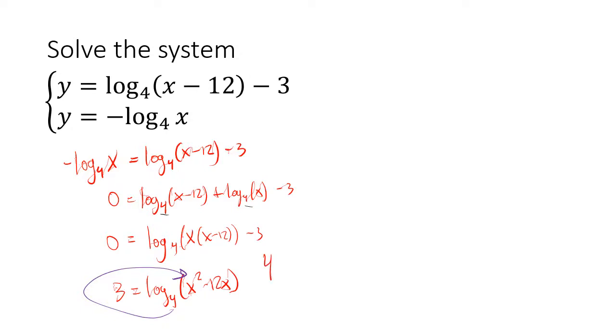So this is 4 cubed is going to equal x squared minus 12x, or in other words, 0 is equal to x squared minus 12x minus 64. And so this factors to x, what does this factor to? x minus 16, yeah, x minus 16 and x plus 2. Okay, so, oh no, x plus 4, sorry. x minus 16 and x plus 4.